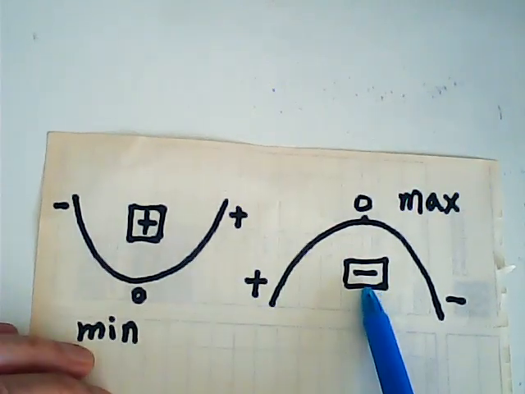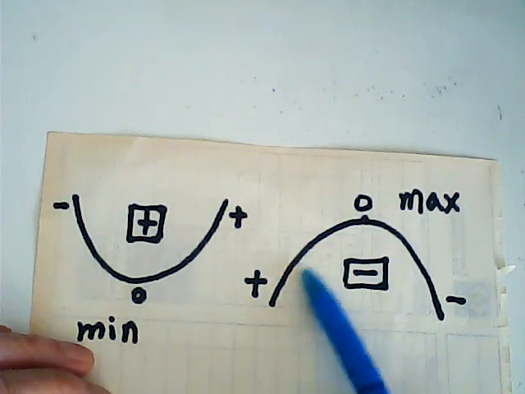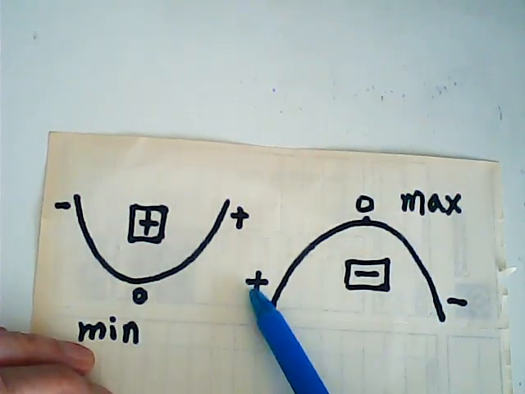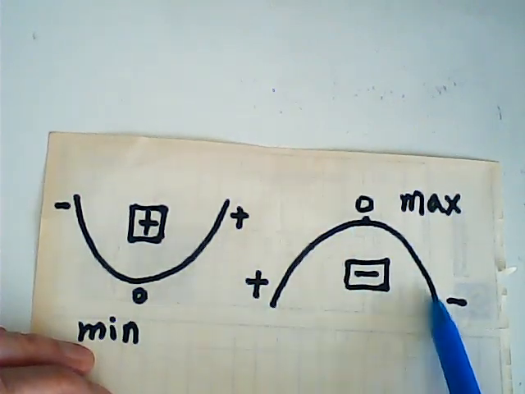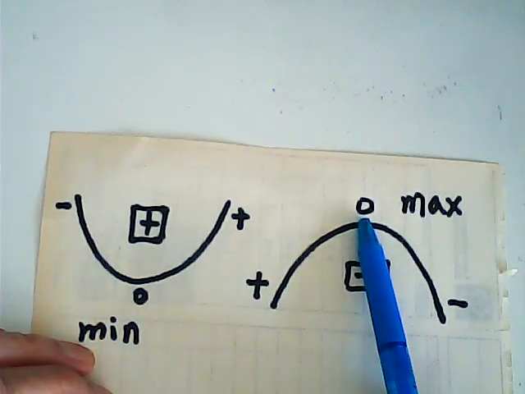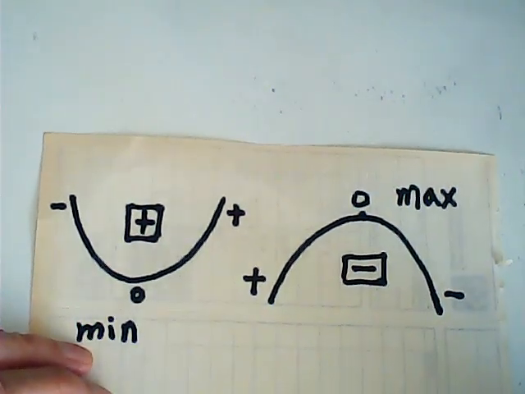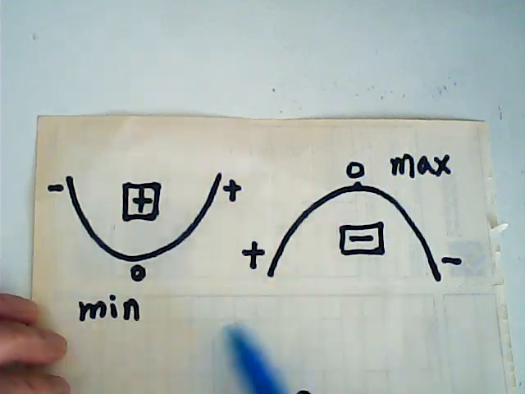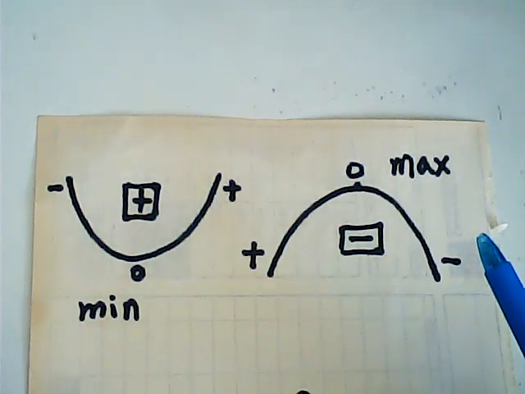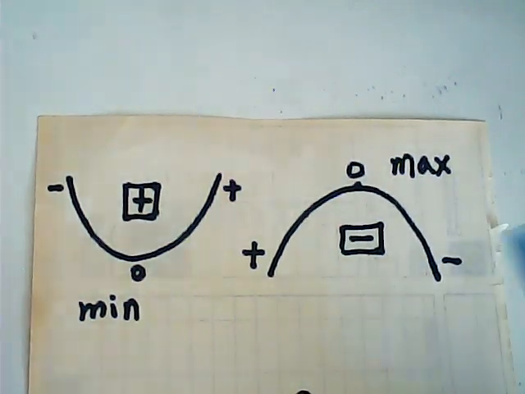The second derivative is negative. The shape of the curve looks like this. First derivative positive, first derivative is negative. First derivative is 0, which is a maximum. Okay, so these two graphs are very helpful in sketching curves.